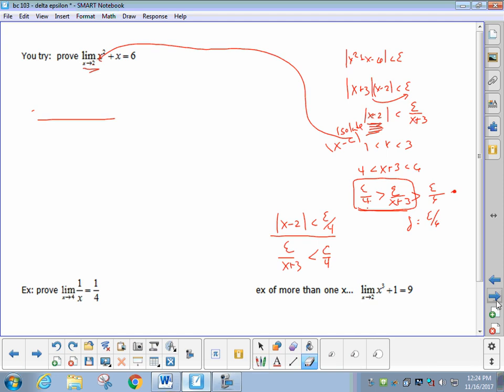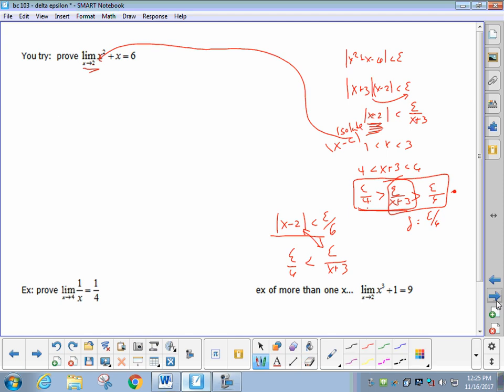However, if you took this, and I know that x minus 2 is less than epsilon over 6. You with me? If in my proof I said x minus 2 is less than epsilon over 6, and I know that epsilon over 6 is less than epsilon over x plus 3, well, if this is less than epsilon over 6, and that's less than that, then I could put those two together. Does that make sense? Okay, cool. Okay. All right then.